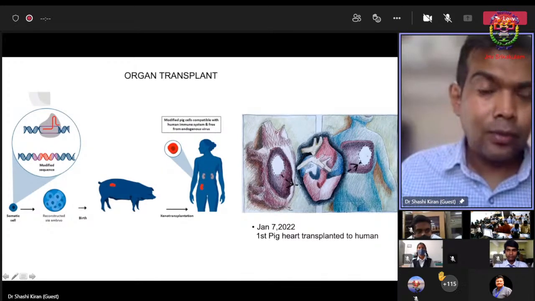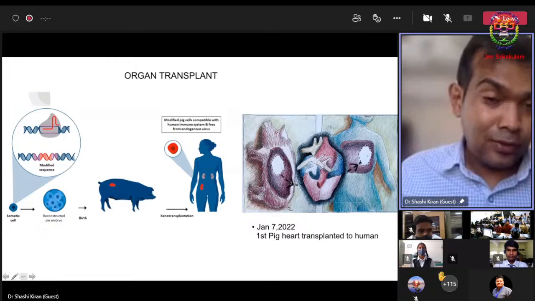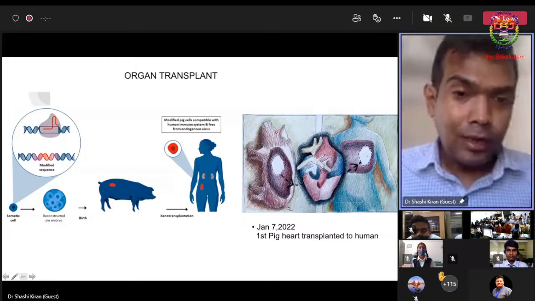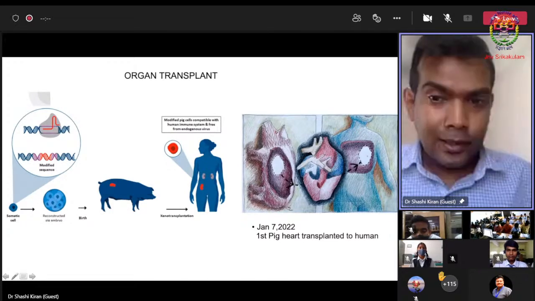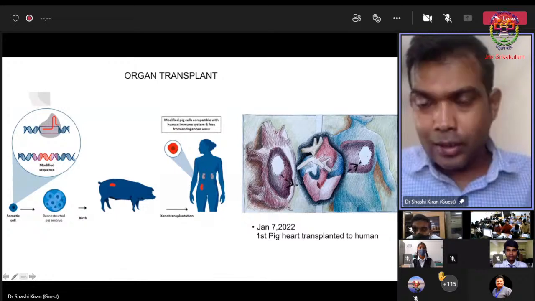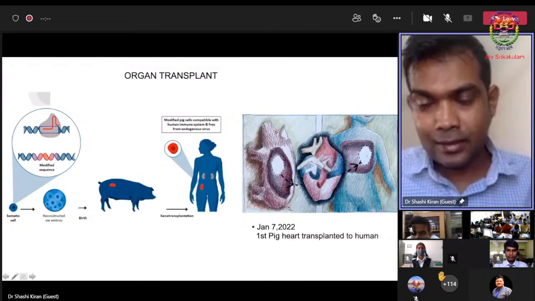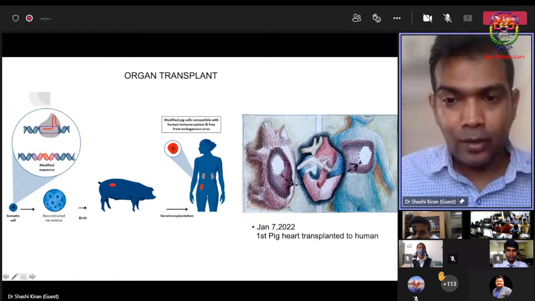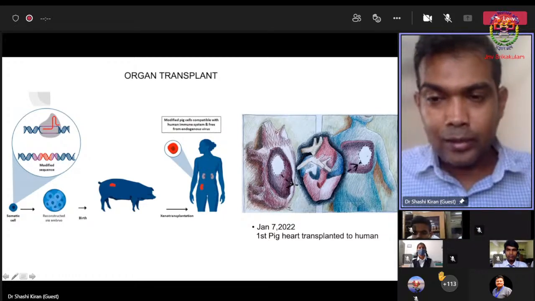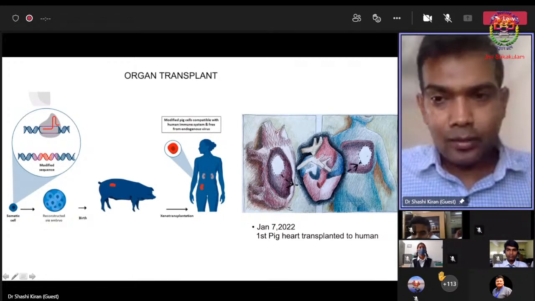So this is a life-saving procedure which is possible, and it has not yet come into the clinic. But recently we saw that the first heart transplant was made, right, on January 7th, 2022, where a pig heart was transplanted into a human.